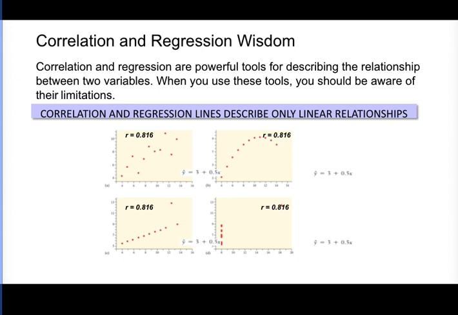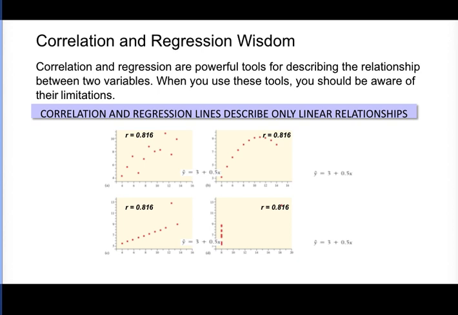Let's talk about correlation and regression wisdom. These are the last slides. This part is going to discuss what happens when we have influential points. So, what we do know is that in order to talk about R, which is our correlation, R has to deal with a linear relationship.